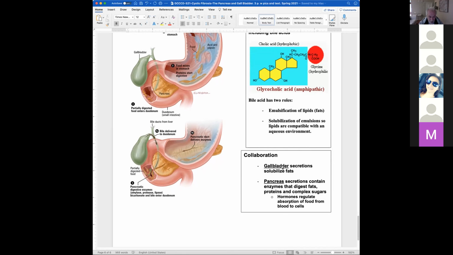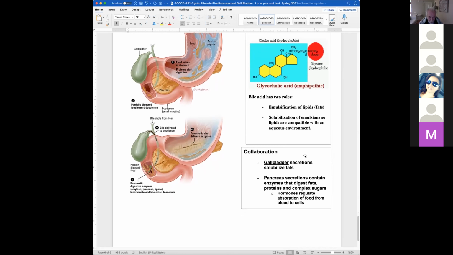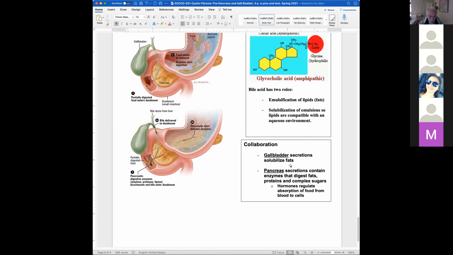So the collaboration between the two is that the gallbladder secretions solubilize fats, the pancreas secretions digest the polymers, and between the two, you get complete digestion of your food. And then just to add on, don't forget that the pancreas produces hormones that regulate the absorption of food from blood to cells.